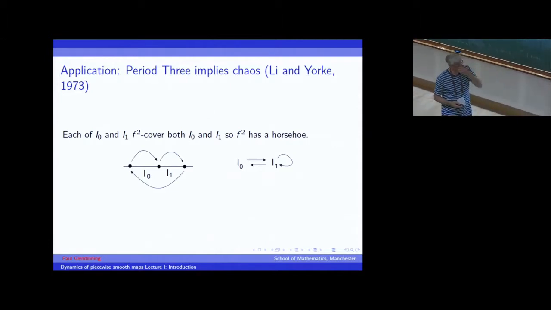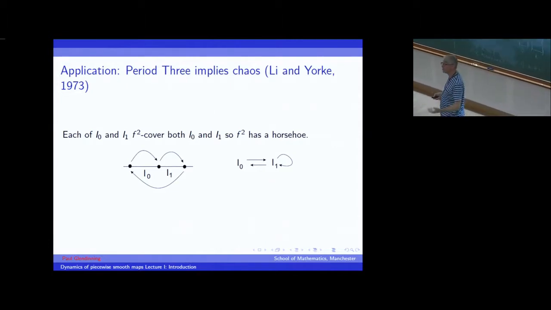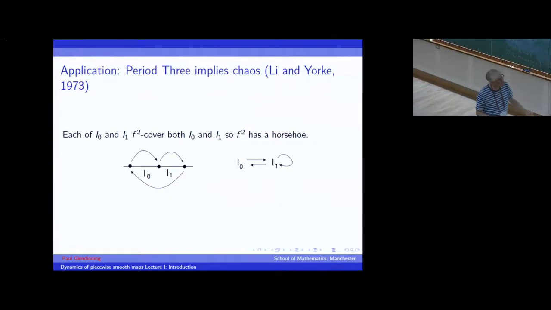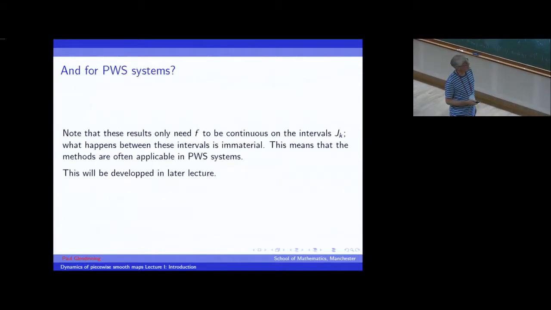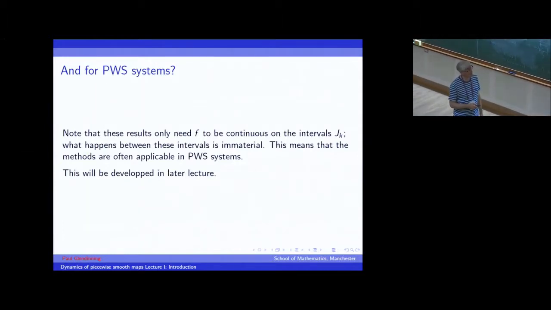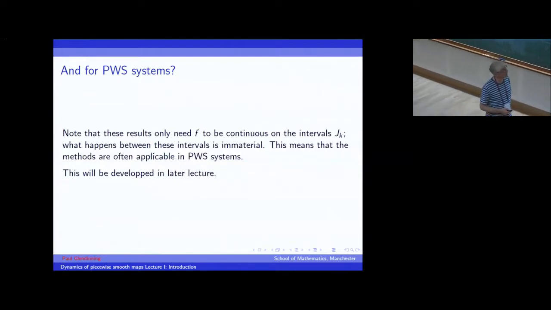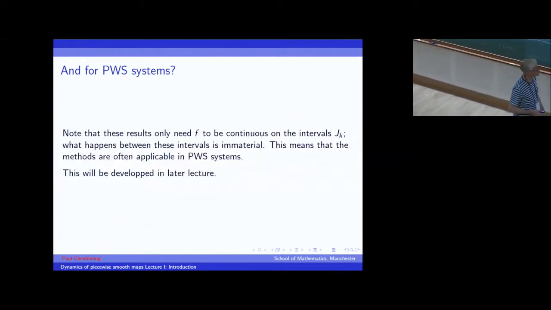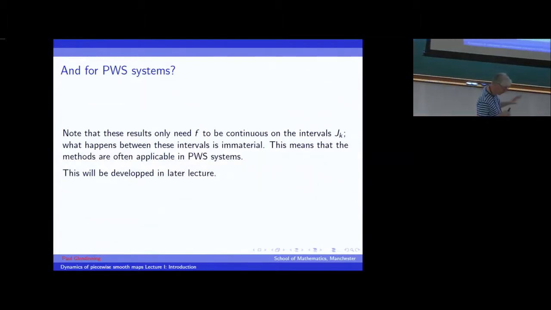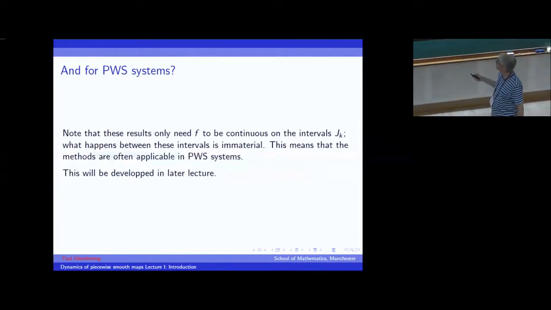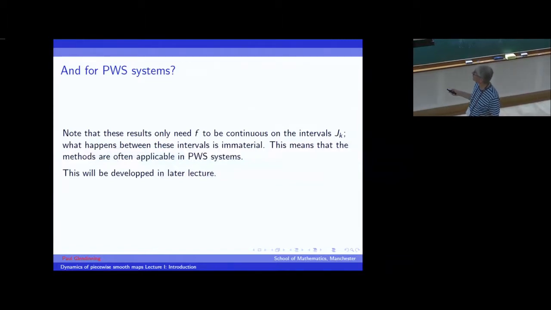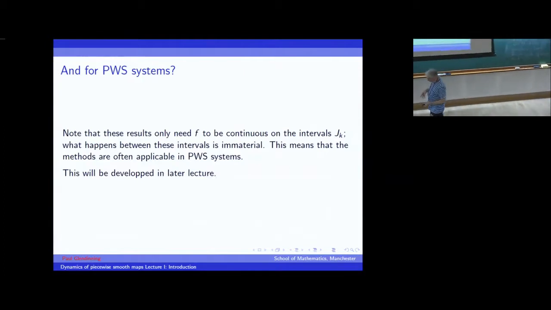Now, Li and Yorke actually made much more subtle distinctions between different ways of being chaotic, but there you go. Right. Now, this is the important point. We only need F to be continuous on the intervals FJK. What happens between those intervals is immaterial, if we're just concentrating on those. Which means that we can develop these methods in piecewise smooth systems.